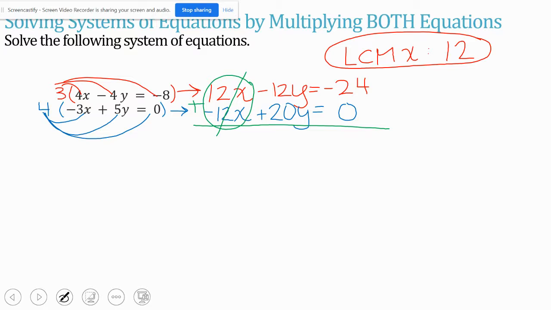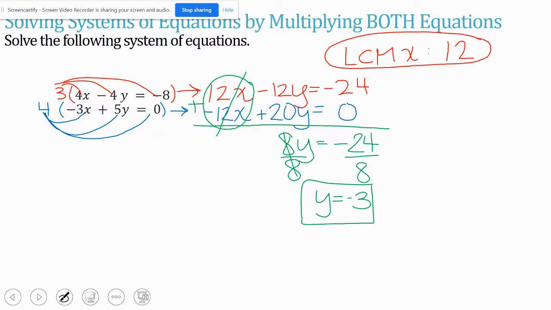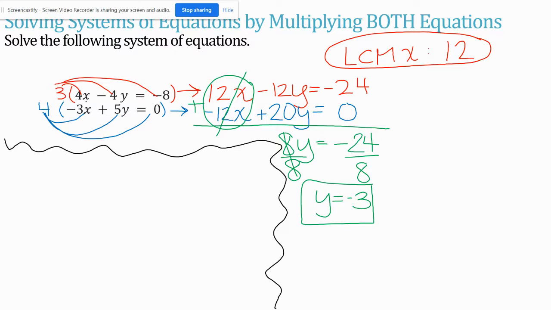-12 plus 20 gives me a +8y equals -24. Solve for y, divide by 8 on both sides, and we get y equals -3. Okay, let's take that value and solve for x. I'm going to do that right over here. Now, when we're solving for x, make sure you choose one of the original equations that you did not change. So I'm going to choose this first equation, what's in this set of parentheses here.